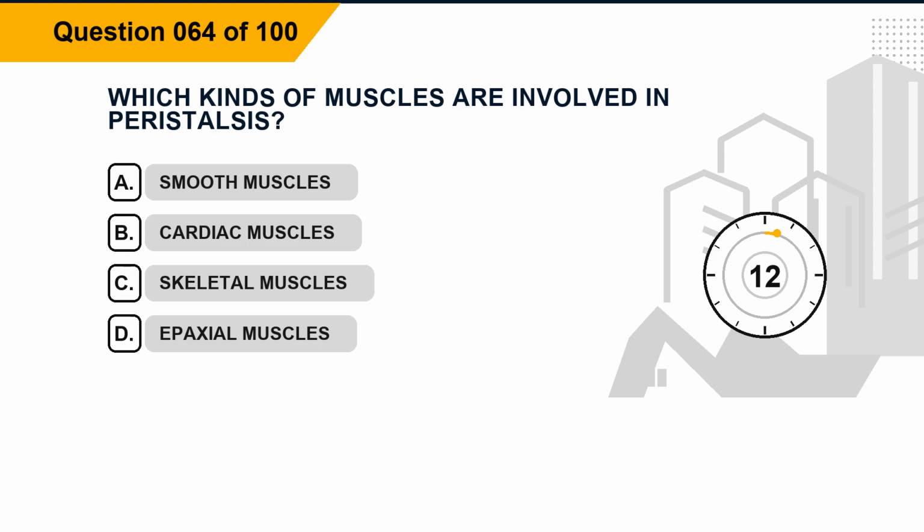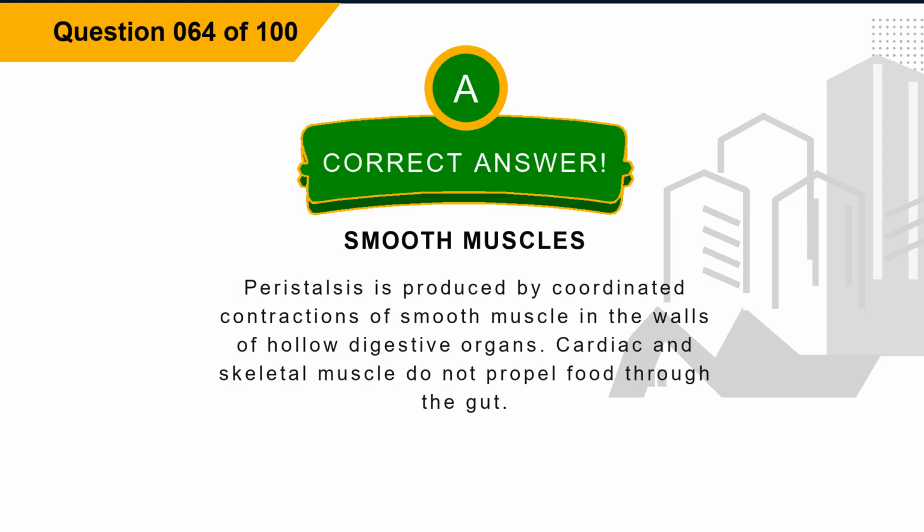Question 64. Which kinds of muscles are involved in peristalsis? Option A, smooth muscles. Option B, cardiac muscles. Option C, skeletal muscles. Option D, epaxial muscles. The correct answer is option A, smooth muscles. Explanation: peristalsis is produced by coordinated contractions of smooth muscle in the walls of hollow digestive organs. Cardiac and skeletal muscle do not propel food through the gut.